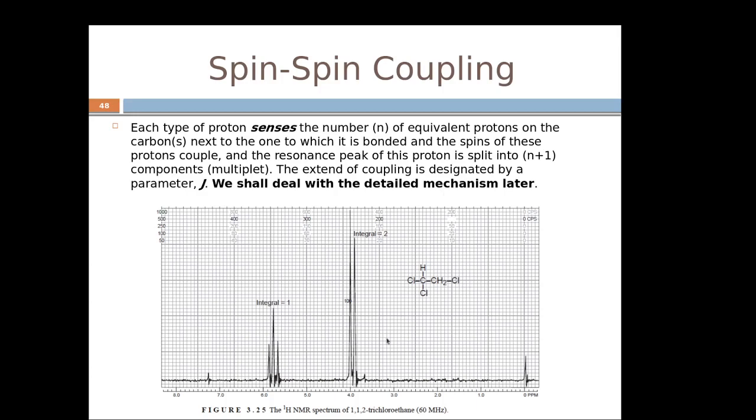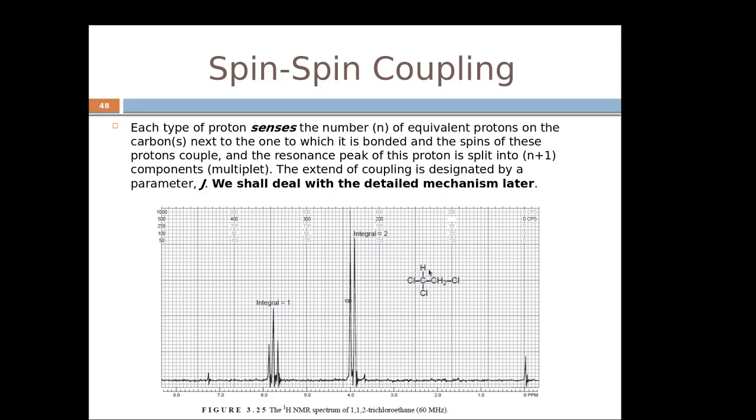Here is an example of the NMR spectrum of 1,1,2-trichloroethane measured at 60 megahertz, which shows the spin-spin coupling mechanism. If you see the structure here, we have a proton on this carbon and 2 protons on this carbon. These 2 protons are bound to the same carbon, and they are chemically equivalent with respect to each other, so they should give a peak at the same frequency in the NMR spectrum.